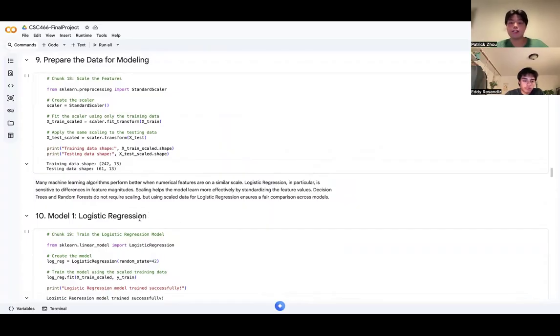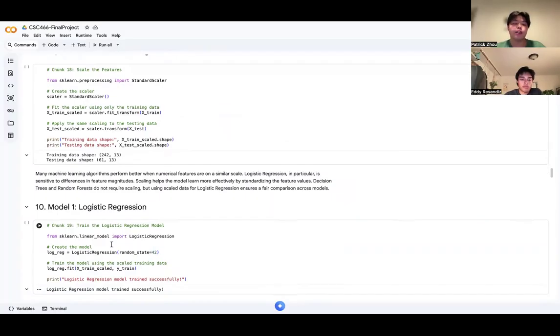The purpose of this is to train the first classification model. Logistic regression serves as a strong baseline because it is simple, interpretable, and commonly used for binary classification problems, such as this one where we're dealing with whether patients have or don't have heart disease.